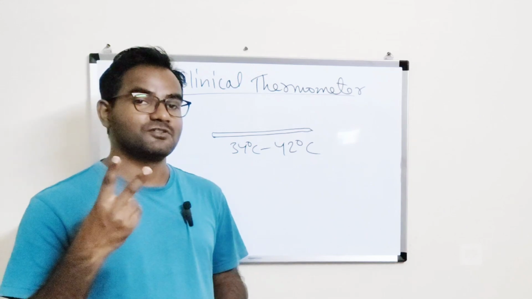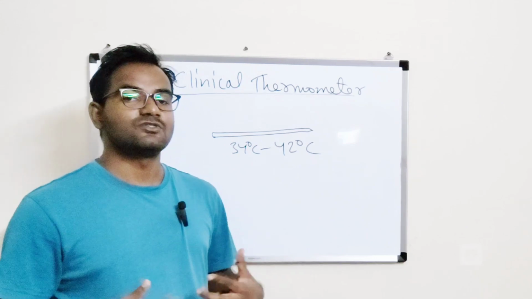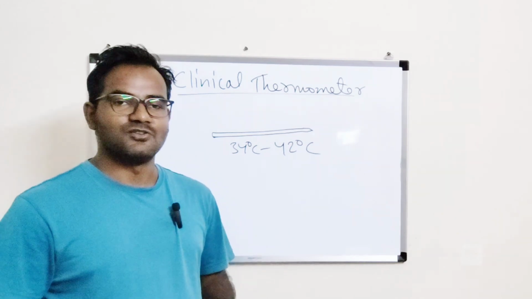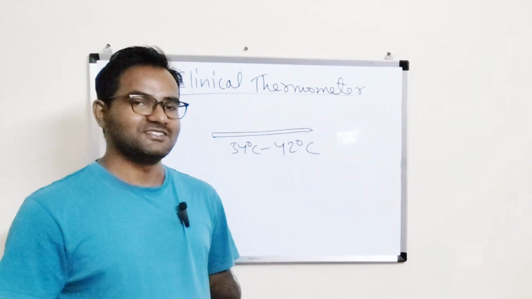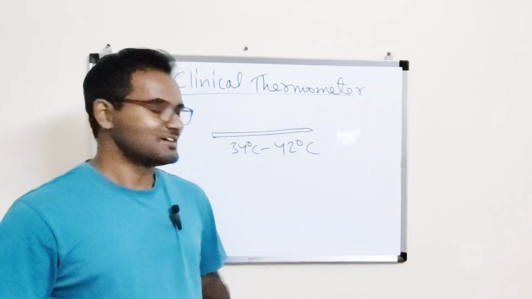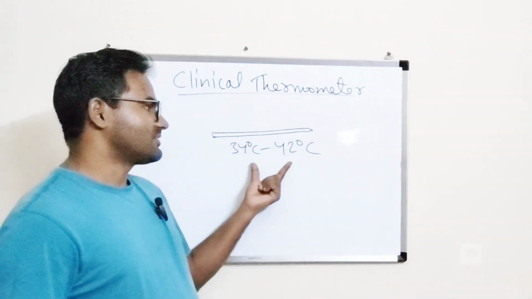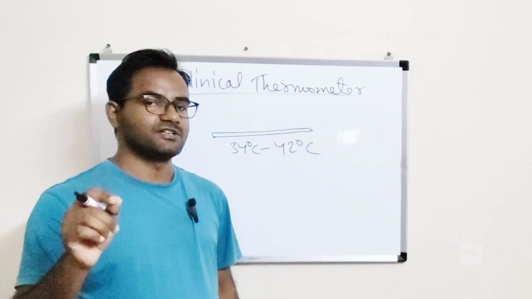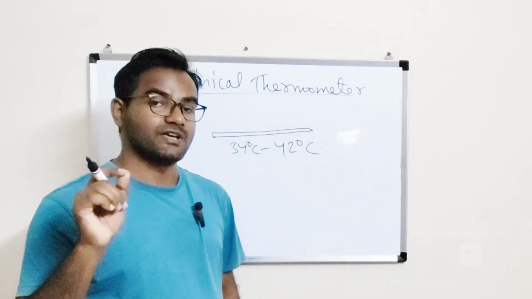I'm asking you two different questions. The first one is, what is the normal human body temperature? The next one is, what is the normal room temperature? So you should comment these two answers in the comment section, alright. So now you see the clinical thermometer has a range from 34 degrees to 42 degrees. Remember, this is very important.